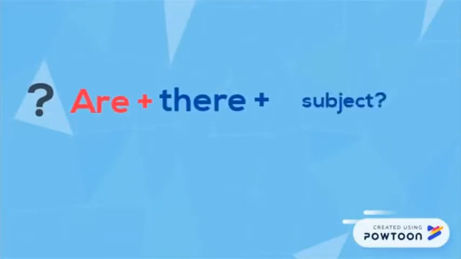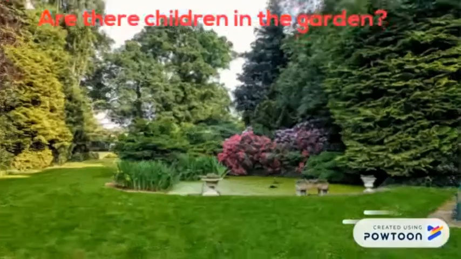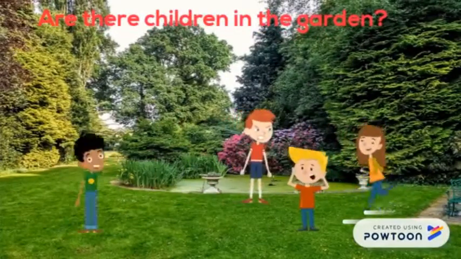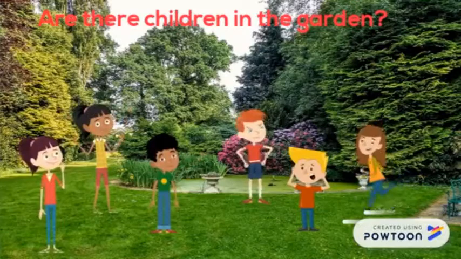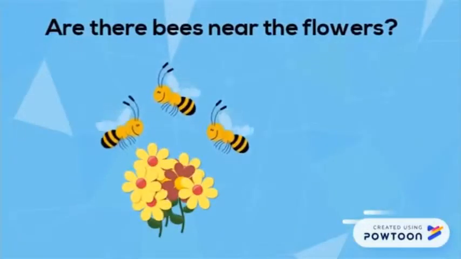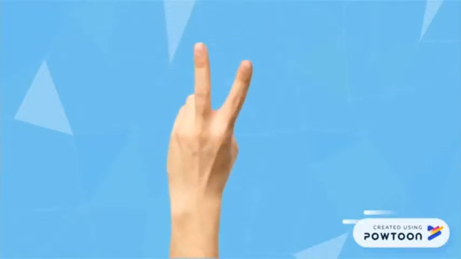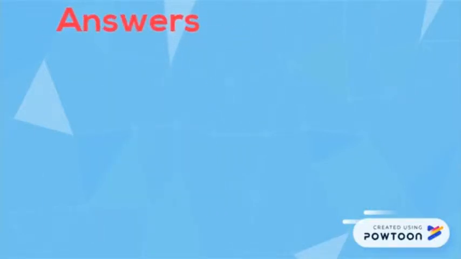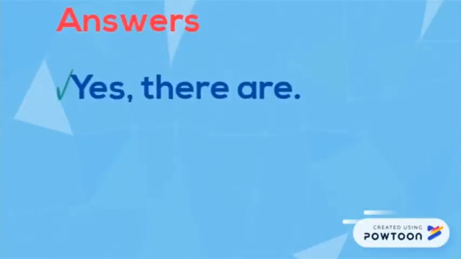And in questions, we change the order of words. For example, are there any children in the garden? Are there bees near the flowers? There are also two possible answers. Yes, there are, or no, there aren't.